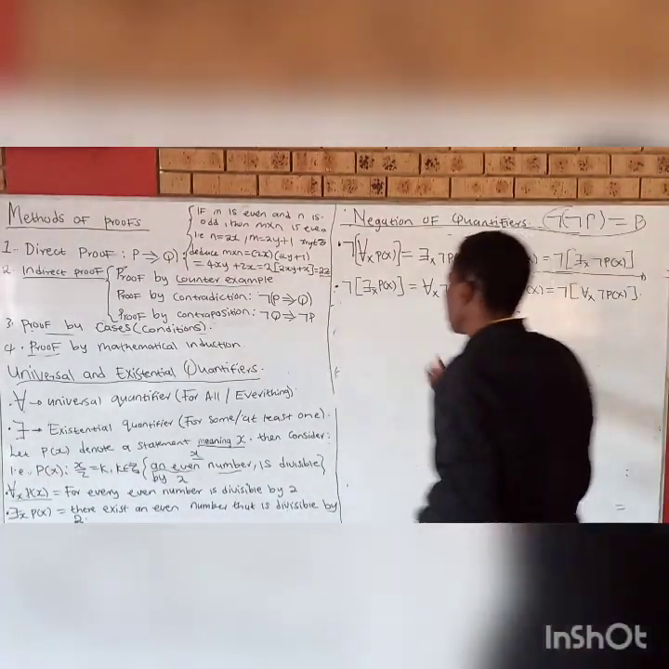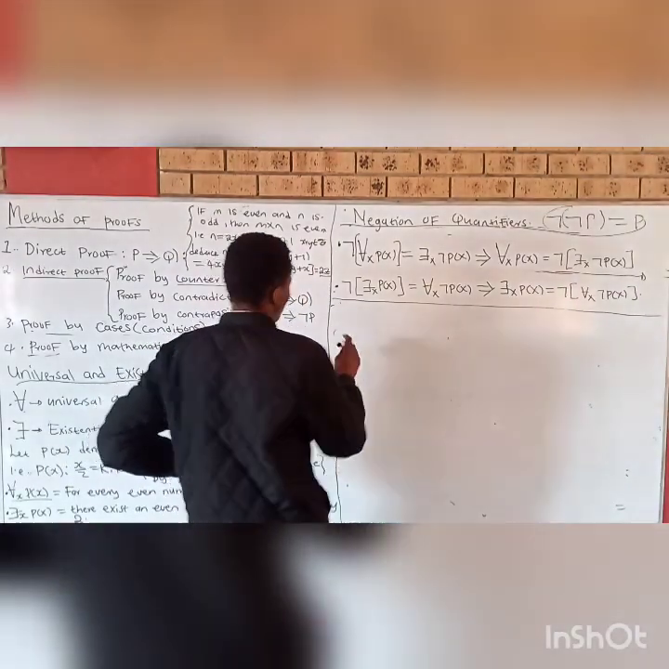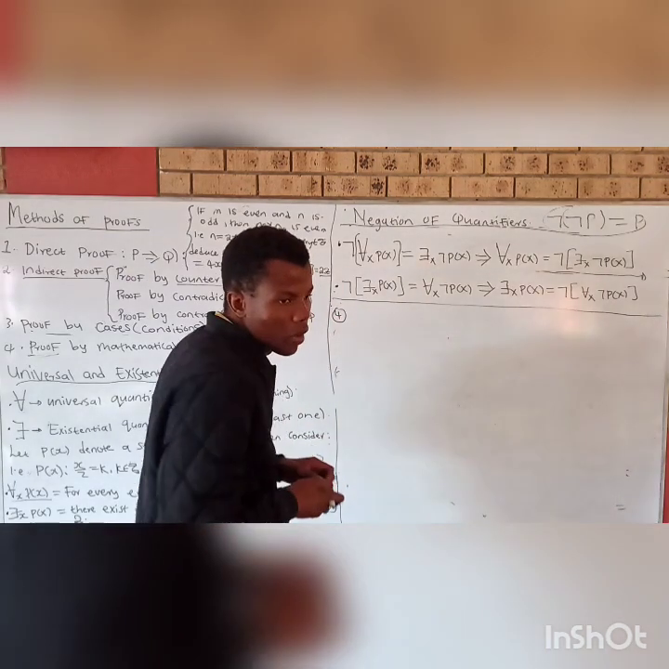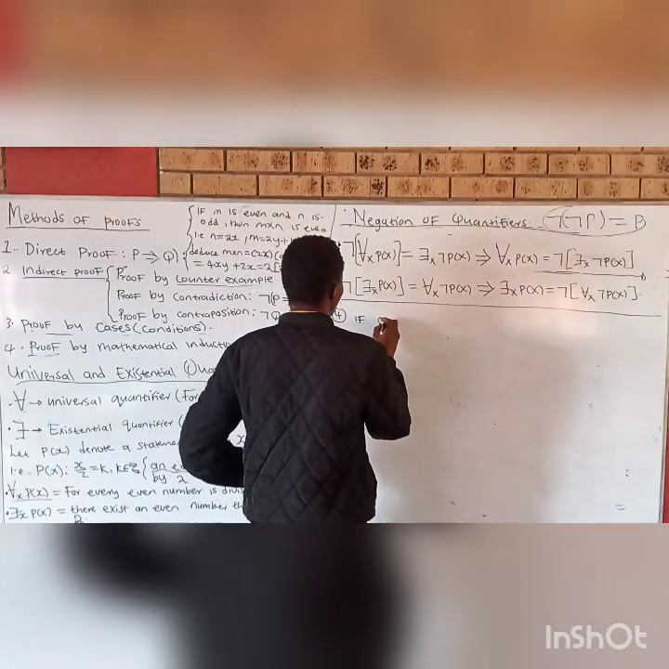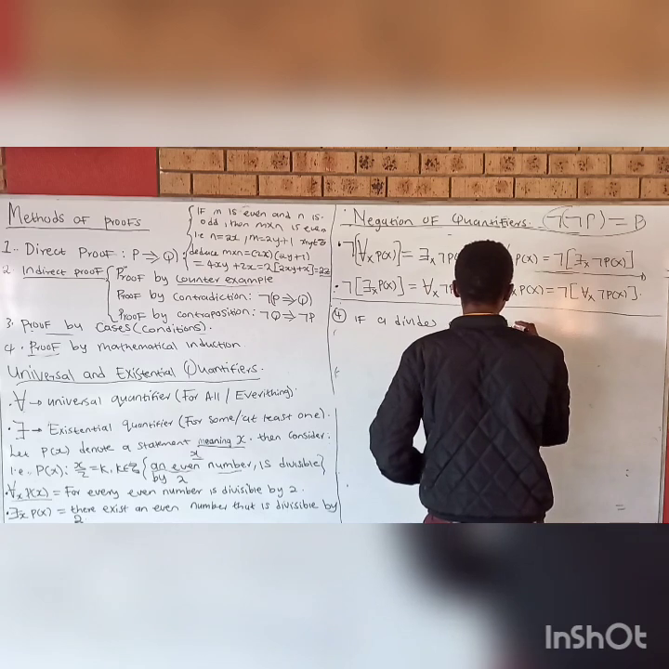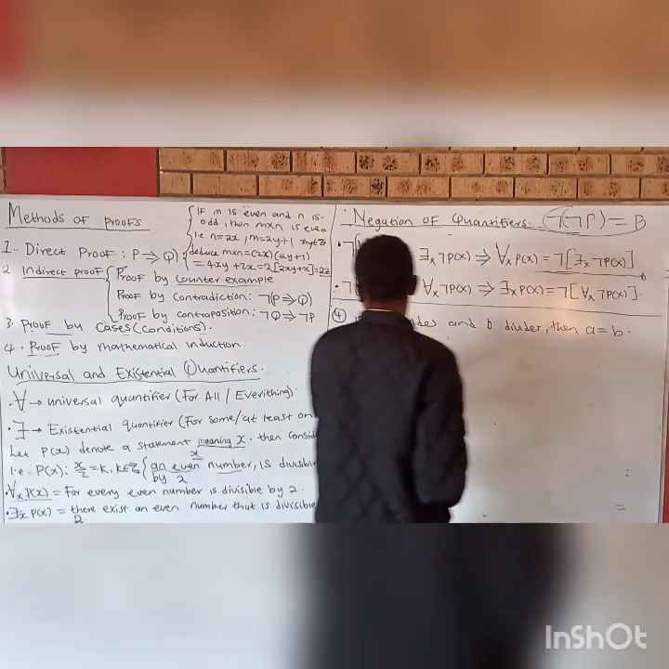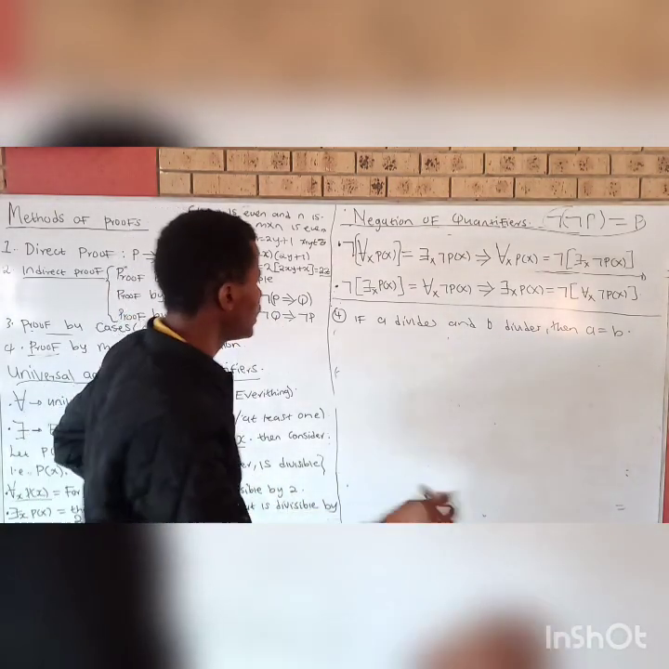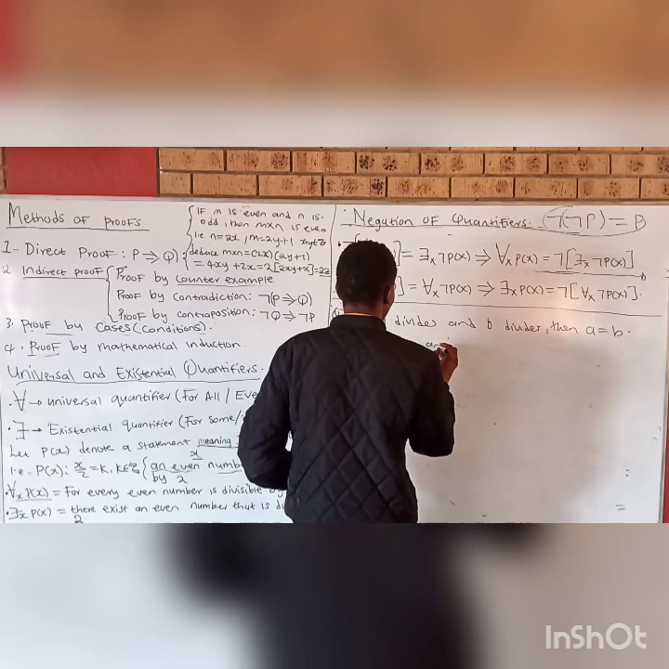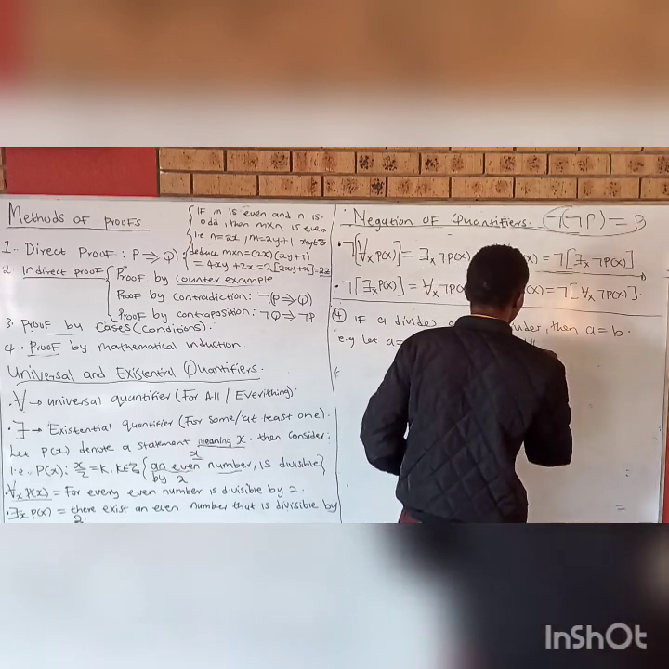We are still under the proof by counterexample. So, another one, let's look at number 4. I will give more examples if you must know. If A divides B, and B divides A, then A equals B. So we just give an example. Let A be K and B be equal to negative K, for K an element of the natural numbers.